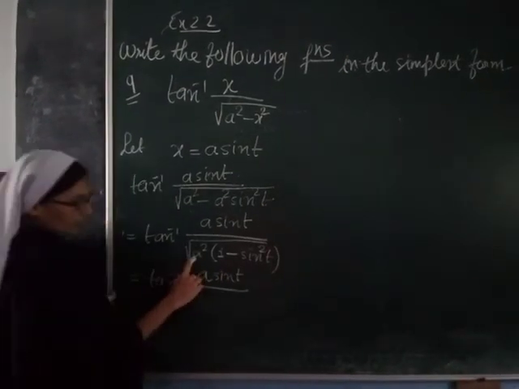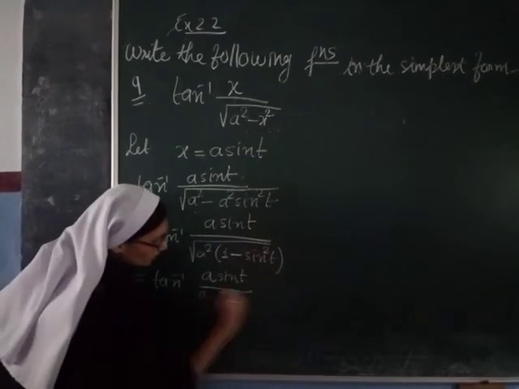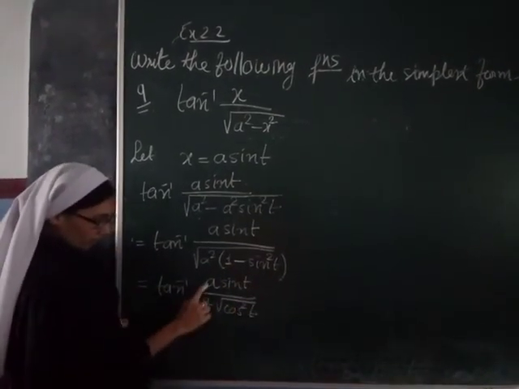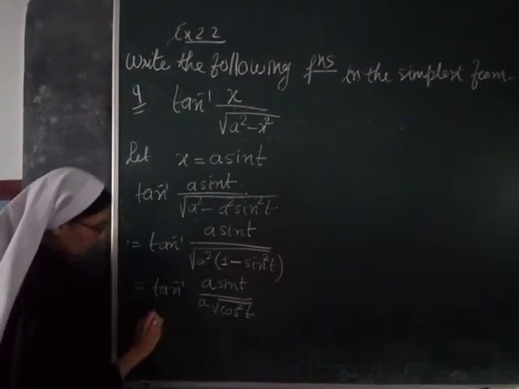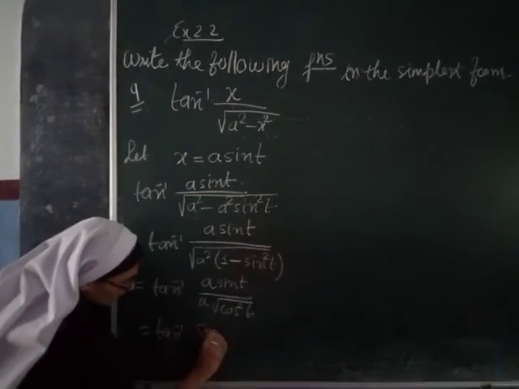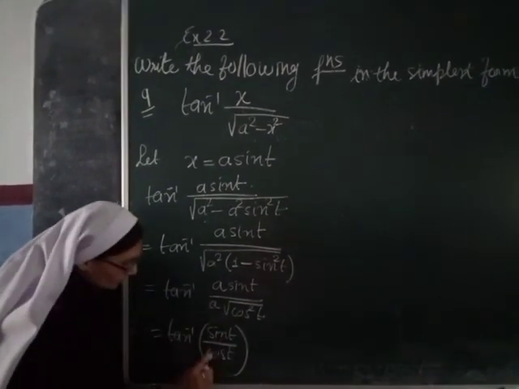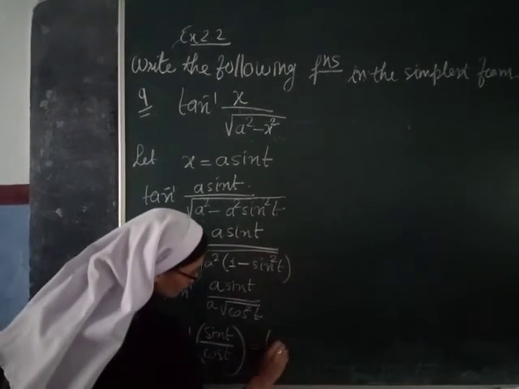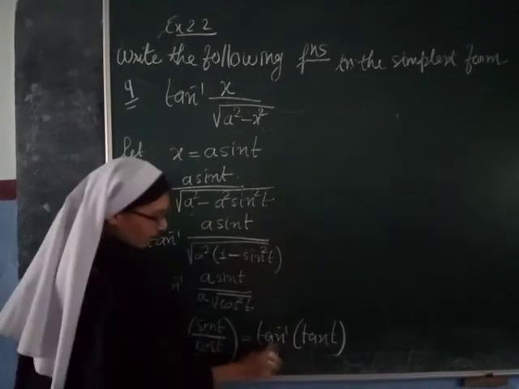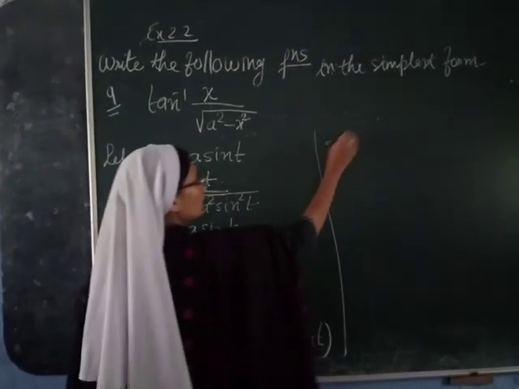Now this a square out of the square root becomes a, and 1 minus sine square is cos square t, this we know. So a cuts, and square and square root cut. What you get is tan inverse of sine t divided by cos t. Sine by cos is tan, so tan inverse tan t. Tan and tan inverse cancel, so what we get is t is equal to t.